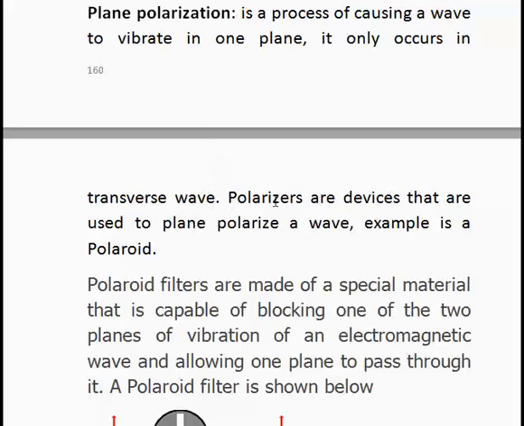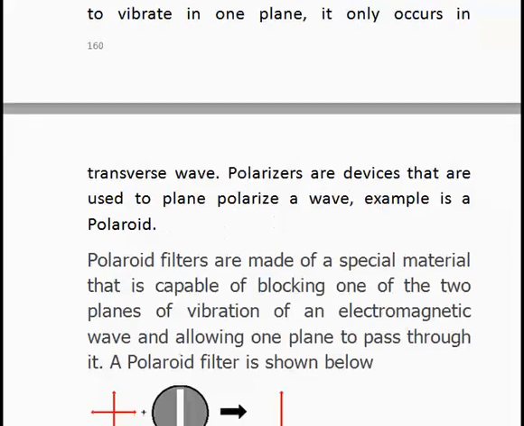In the other case, both the medium and the vibrating particles are in the same plane, all right? So you can't polarize it. So you can only polarize waves in which the medium and the vibrating particles are perpendicular, and that is only transverse waves, okay? So now polarizers are devices used to plane polarize a wave. An example is a Polaroid. So a Polaroid is a polarizer. What does it do? Okay, look at what it does.